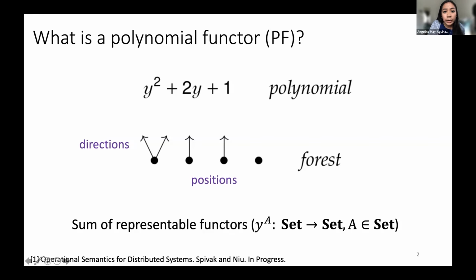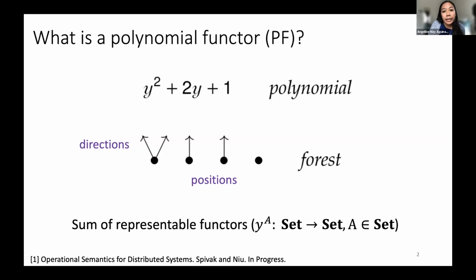And so the way that you read this is by looking at each of the dots, and each of the dots corresponds to a term in your polynomial. And every direction corresponds to a unique value that that particular term can take. So we call these arrows directions, and every root in this forest a position. So when we think of polynomial functors, we can think of them as a sum of representable functors, where the functor is a functor from Set to Set, and A being a set.